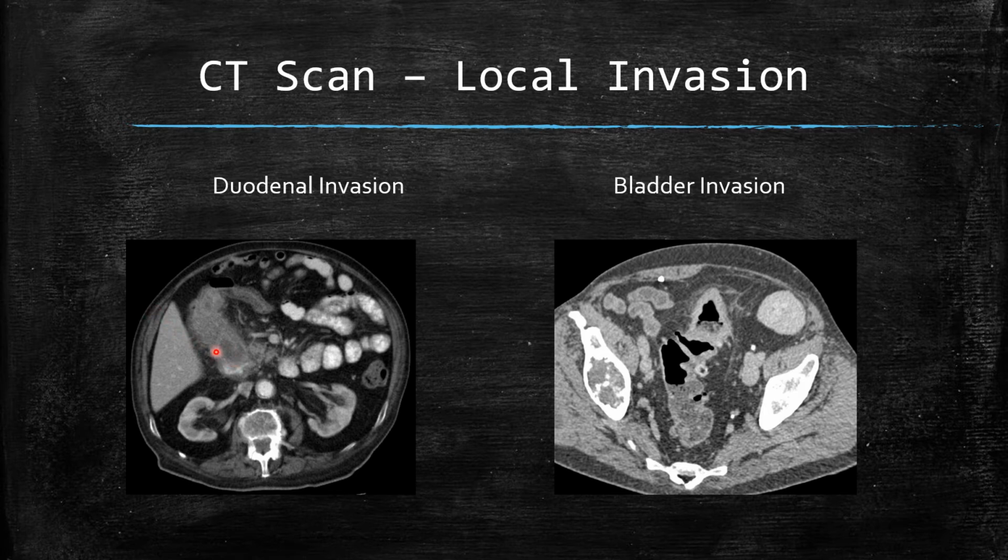Here we see evidence of the duodenum being invaded. This is something you'll have to be suspicious of in someone who has a hepatic flexure tumor. And over here we see a sigmoid cancer that has grown into the bladder. None of these patients are unresectable. They're T4 lesions, but if all the disease can be removed, they should be resected.